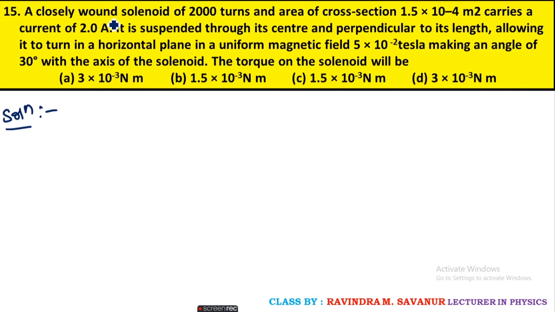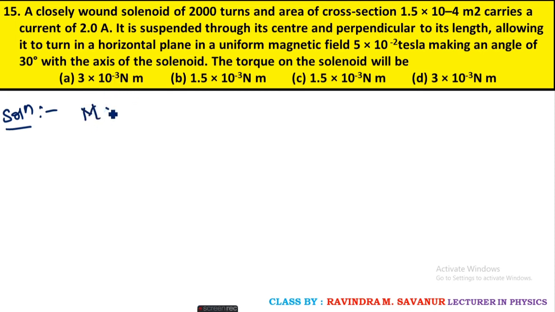A closely wound solenoid of 2000 turns, area of cross section 1.5 into 10 to the power of minus 4 meter square, carries a current of 2 ampere. It is suspended through its center and perpendicular to its length, allowing it to turn in a horizontal plane in a uniform magnetic field of 5 into 10 to the power of minus 2 Tesla, making an angle of 30 degrees with the axis of the solenoid. Then the torque on the solenoid will be how much?